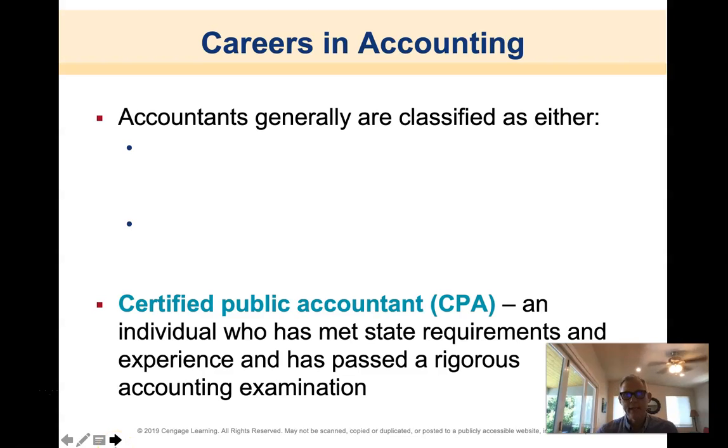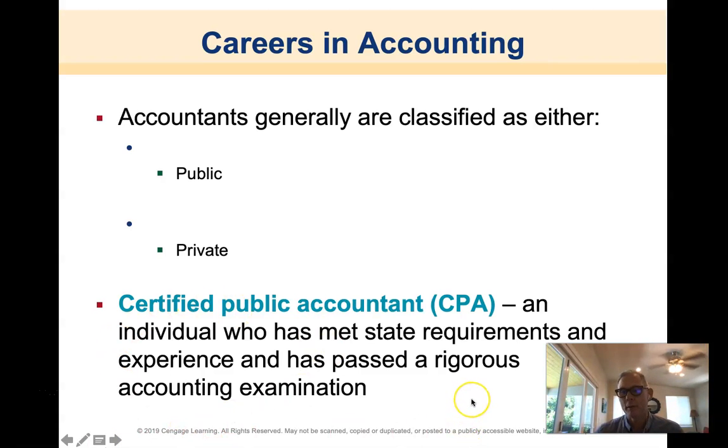Here's some other careers in accounting. You can go into public accounting or private accounting. Public accounting, again, is working for a public accounting firm like a BDO, a Moss, an Ernst & Young, a KPMG, going into organizations and auditing their financial statements for GAAP compliance. If you did that, you would probably become a CPA.